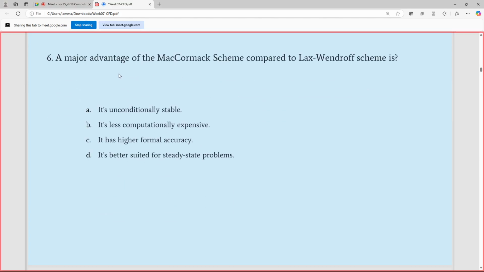The next question is: a major advantage of the McCormack scheme compared to the Lax-Wendroff scheme is. So the question is on the comparison between McCormack and Lax-Wendroff schemes and the advantage of the McCormack scheme over Lax-Wendroff. Options are: option A, it is unconditionally stable, that is, it does not need any conditions to become stable. Option B, it is less computationally expensive. Option C, it has higher formal accuracy. Option D, it is better suited for steady state problems.